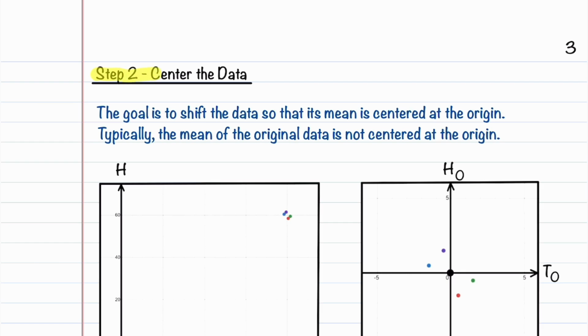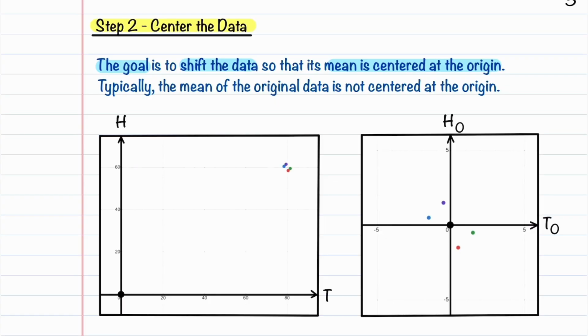The second step is to center the data. The goal is to shift the data so that its mean is centered at the origin. Typically, the mean of the original data is not centered at the origin. In the graph down here on the left, I have plotted the temperature and humidity readings for each of the 4 observations in our example. You can see that they are clustered up here in the right-hand corner.